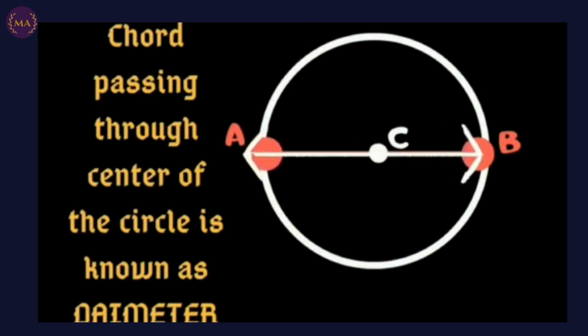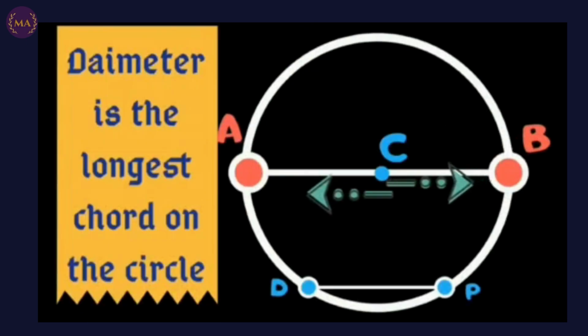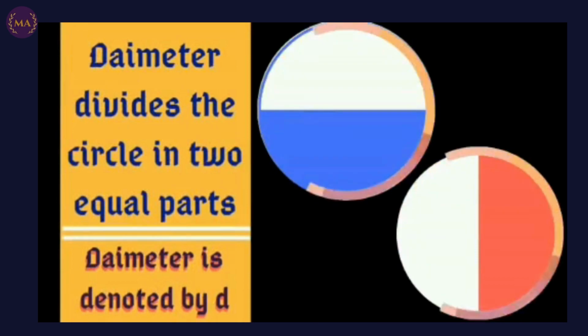Diameter is the longest chord on the circle. Here you can see DP and AB. Both are chords, but diameter is the longest chord on the circle. Diameter divides the circle into two equal parts.